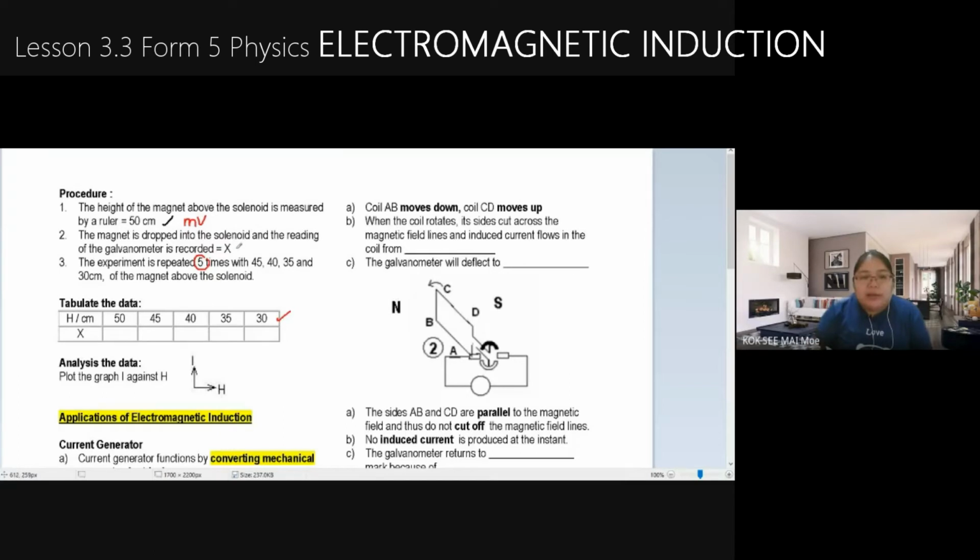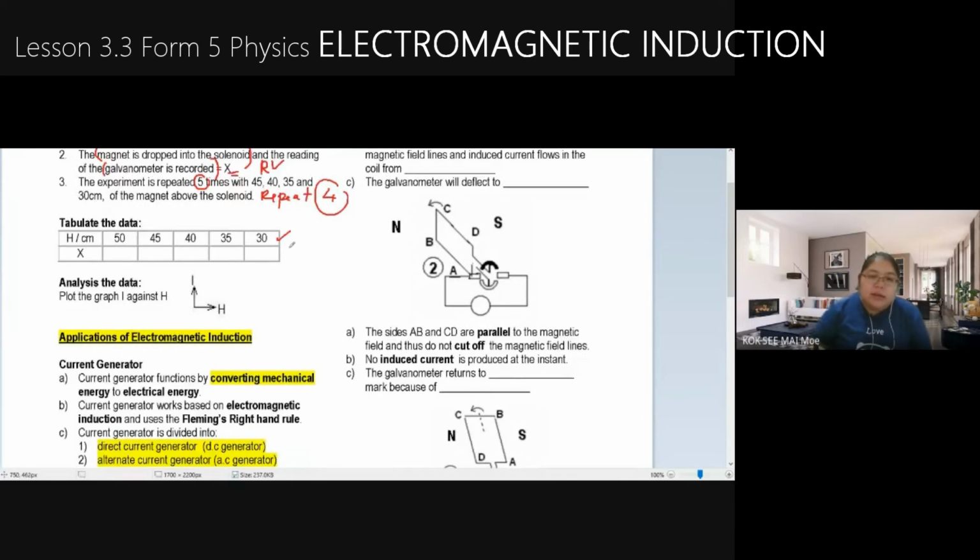So the RV is X. You must say the magnet drops into the solenoid, then the reading from the galvanometer is recorded as X. So this is the RV. This is the repeat, at least 4 times. Then after that there is a table, which is for analyzing. This one is the height, and this one is the induced current. So this is one experiment.